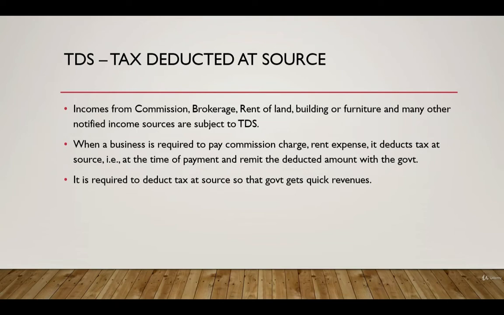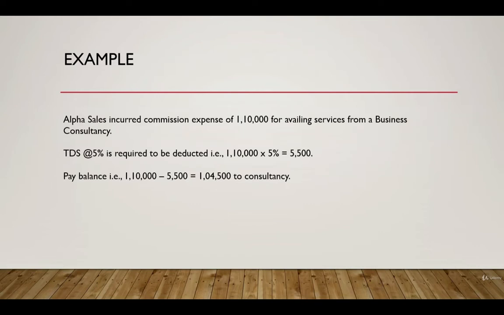Now let's discuss some examples on TDS transactions, and once we complete those transactions it will be clear what TDS is and why we are required to deduct TDS. Have a look at your screen. In this transaction, the company Alpha Sales incurs a commission expense of rupees 1,10,000 for availing service from a business consultancy. For commission we deduct TDS at 5%, so we are required to pay 5,500 from the total payment amount to the government and pay the remaining balance of 1,04,500 to the consultancy.